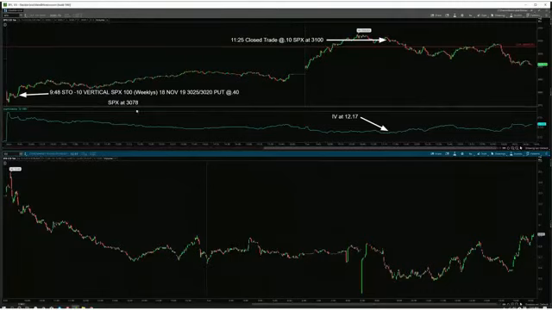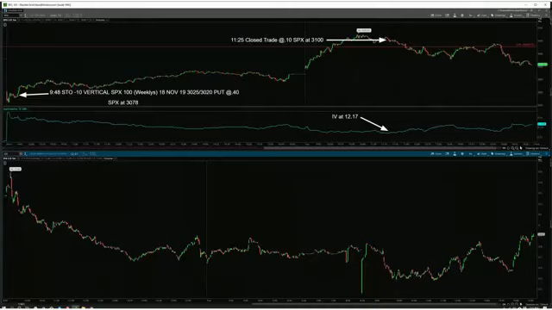Because when we put the trade on, we were at 3078, low volatility, and the short leg was 3025. So 50 points, was it 50 points? Yeah, 50 points away from the market in a low volatility environment is a very, very safe trade.